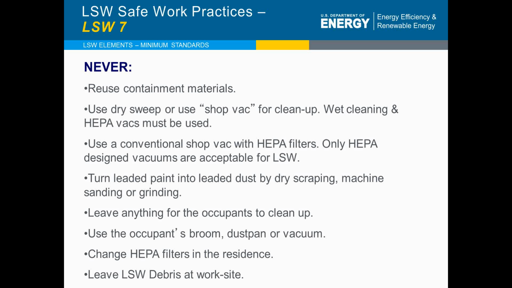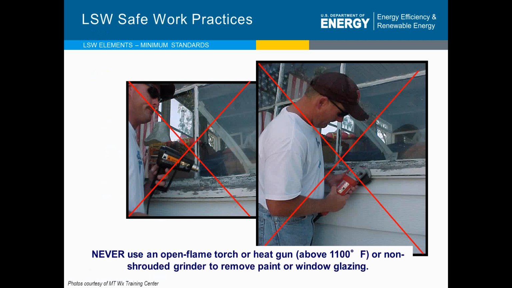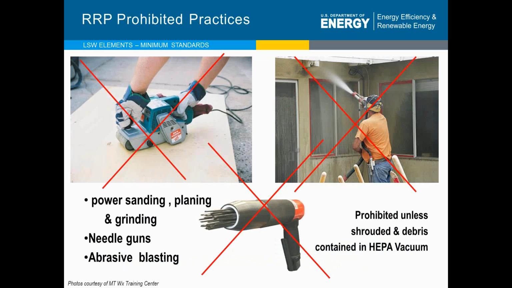So a number of these things, we are not allowed to do. There are some tools and practices that we're not allowed to use. We cannot use open flame torches like a propane torch to burn off paint. We can't use a heat gun that's set above 1100 degrees. There are certain tools, grinders and planers, that we cannot use unless they are attached to a HEPA vac.